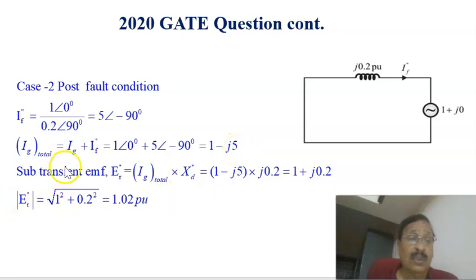The subtransient EMF is given by Ig total into the corresponding reactance, that is (1 minus j5) into j0.2, which is equal to 1 + j0.2. The magnitude of this subtransient EMF is equal to the square root of 1 squared plus 0.2 squared, which is equal to 1.02 per unit. Therefore, the answer is 1.02 per unit.